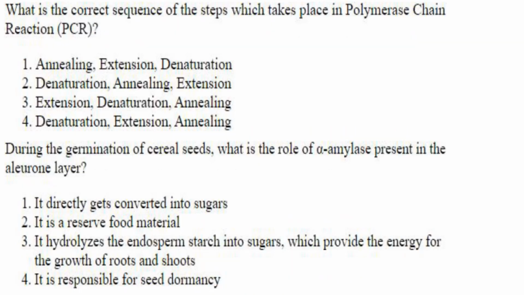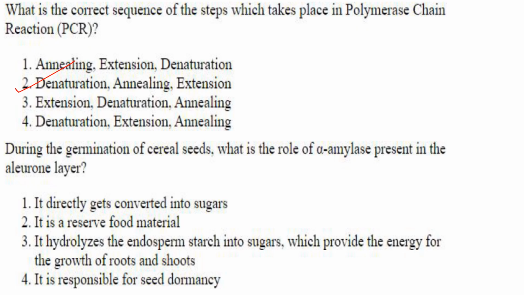Then next one, what is the correct sequence of steps which take place in polymerase chain reaction? In a polymerase chain reaction, the first will be denaturation of your double-stranded DNA. Then comes annealing, where the primers will anneal to the DNA. Then comes extension. The Taq polymerase will come and act, and it will extend the primers, resulting in the synthesis of double-stranded DNA. So the answer here is denaturation, annealing and extension. 2 is the answer.